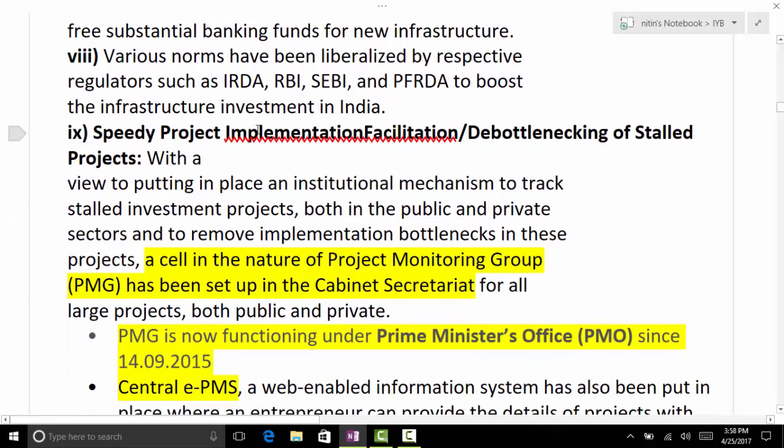Then one thing you discuss is speedy project implementation, facilitation, and debottlenecking of stalled projects. About two years ago, this was a very prominent issue regarding stalled projects. What do you mean by stalled projects? Projects that started but stalled in between because of various issues. The issues could be, as she mentioned, clearance issues. Other things could be unclear laws, and no coordination between departments, like the bridge issue between the railway department and others. Unprofitable business.